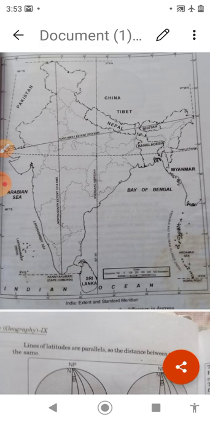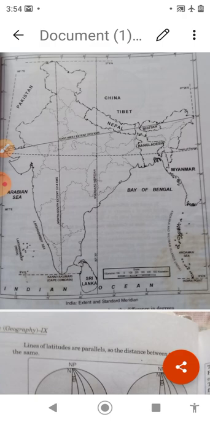In the same way, you may get the question: which states of India have common frontiers with Myanmar, or Burma? Previously, Myanmar was known as Burma. The states which share a land frontier with Myanmar are Arunachal Pradesh, Nagaland, Manipur, and Mizoram.